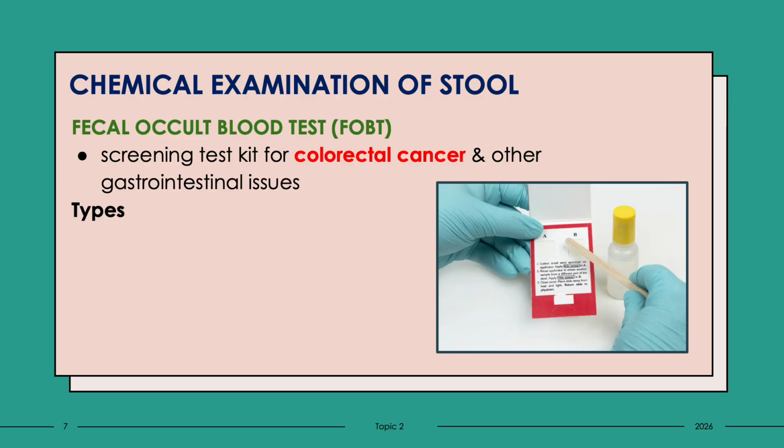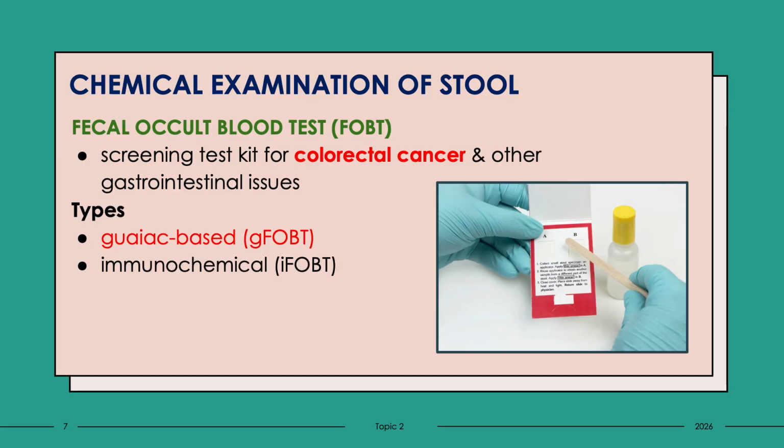There are two types. We have the guaiac-based method or the GFOBT. Instead of the benzidine, we use guaiac as the base, which is safer and easier to use. We also have the immunochemical method or IFOBT. Compared to the guaiac base, the immunochemical method has no dietary restrictions.